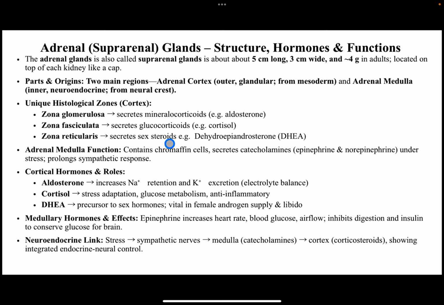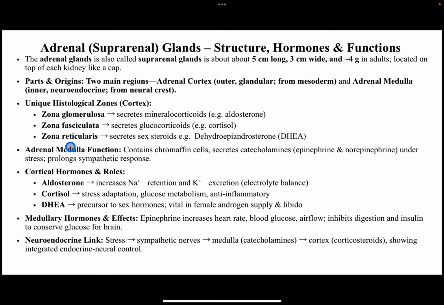And then the zona reticularis secretes... Okay, you can even be asked that the middle layer of the adrenal cortex secretes what hormone. The middle layer is the zona fasciculata. It secretes cortisol or glucocorticoids. If you are asked, the innermost layer of the adrenal cortex secretes what kind of hormone? It secretes the sex steroids, the dehydroepiandrosterone. The outermost layer of the adrenal cortex secretes what? It secretes mineralocorticoids or aldosterone.